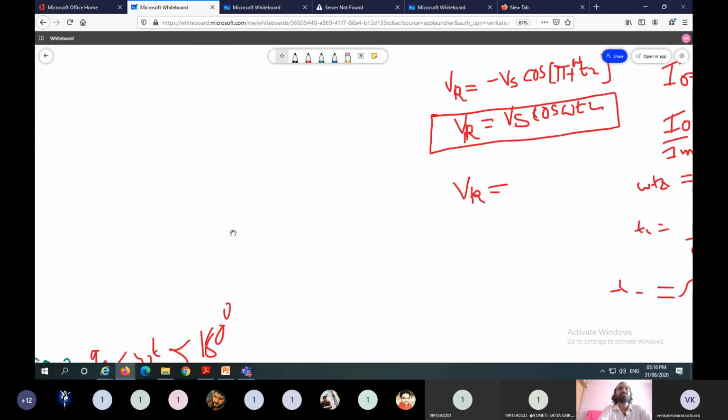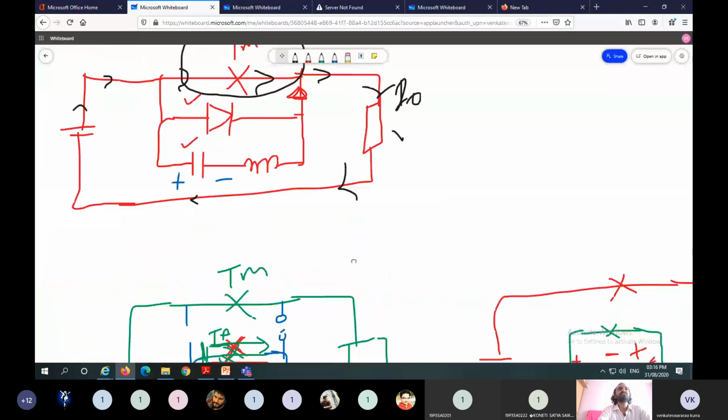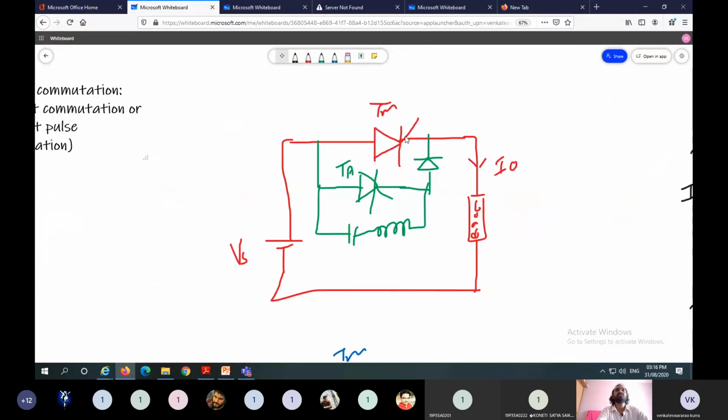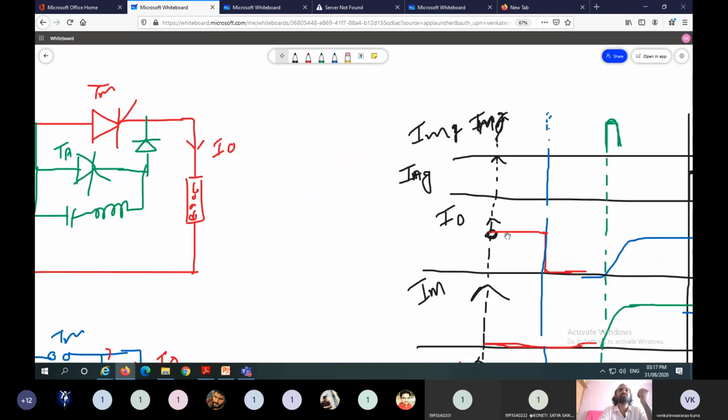Once again, I repeat the process of turning off the main thyristor. This is the main thyristor. To turn off the main thyristor, we need to trigger TA. Before triggering TA, there is some flow of current through this capacitor. That current is I0, which is supplied until the capacitor charges. Once the capacitor charges, it acts as an open circuit. So this is the waveform. After open circuiting, current becomes 0.